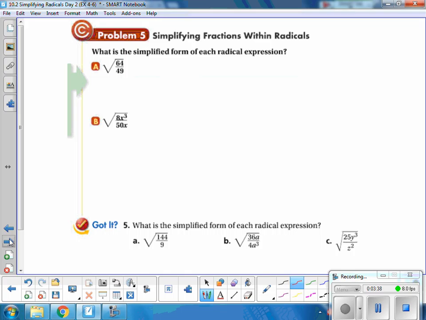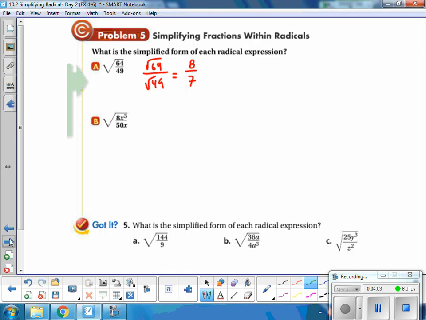What is the simplified form of this particular radical here? Square root of 64 over 49. I'm going to break this into the two pieces because they are nice perfect squares. The square root of 64 is 8. The square root of 49 is 7. So my answer is 8/7.